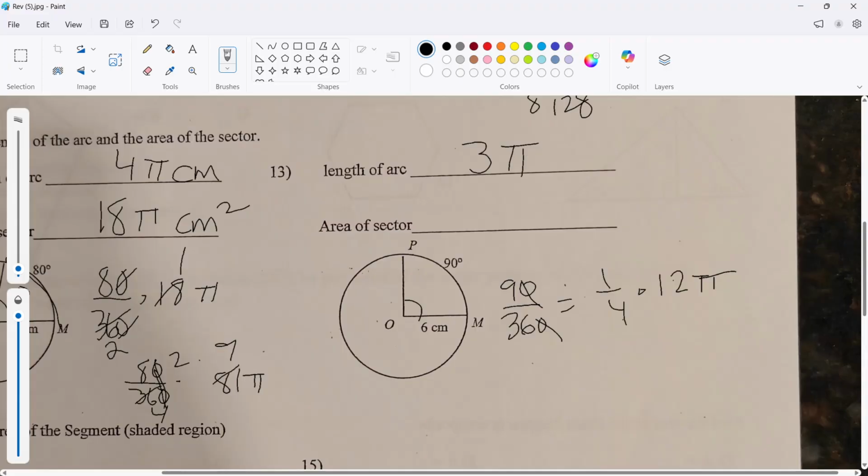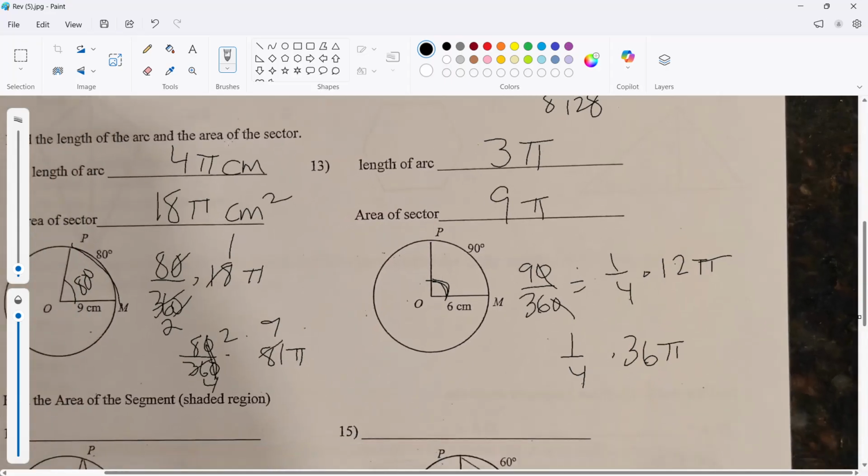And then the area of the sector will be 1/4, the portion of the circle based on the central angle, times the area. Area is pi r squared, 36 pi. 36 divided by 4 is 9. So this is 9 pi. All right, there's that one.